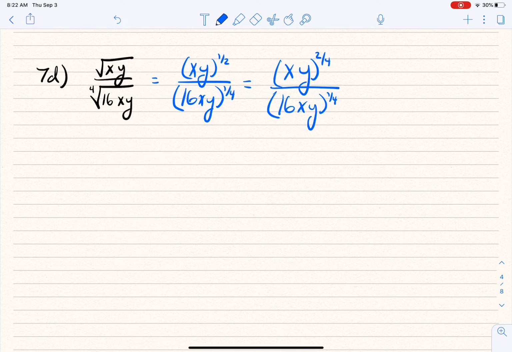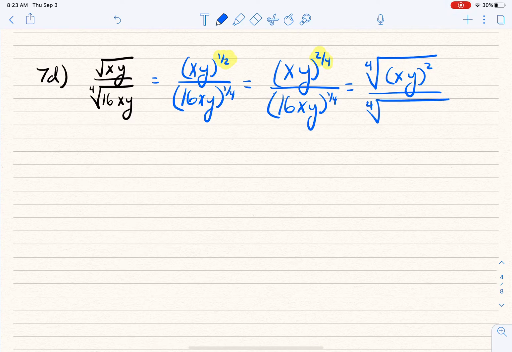Everything is the exact same. All I did was change the 1/2 to 2/4. So no big deal. But then with that, I can go, wait a minute. So this is all now fourths. And so really, one way of looking at it, it's all the 4th root. Okay, and maybe I need to step back one and go, this would be the 4th root of xy squared over the 4th root of 16xy.